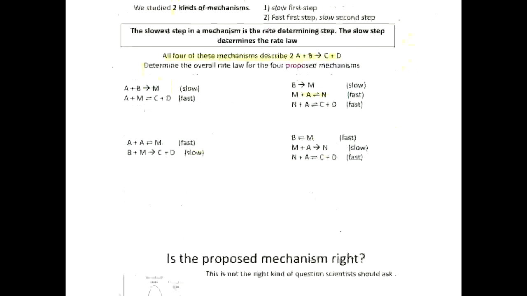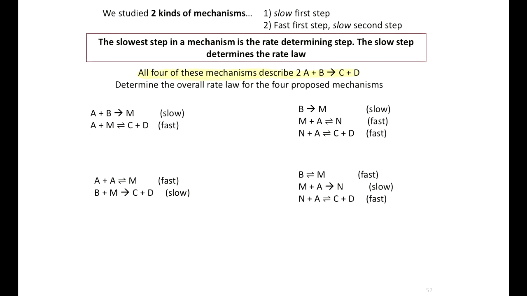Okay, let's put it all together. We learned 2 types of mechanisms, slow first step, slow second step. So let's get the rate law for all 4 of these examples. All right, so determine, is it slow first step, slow second step? What's the strategy there? And the interesting thing for all of these mechanisms, all of them follow the exact same overall equation. All of them, if you add up the steps, give you 2A plus B gives you CD.